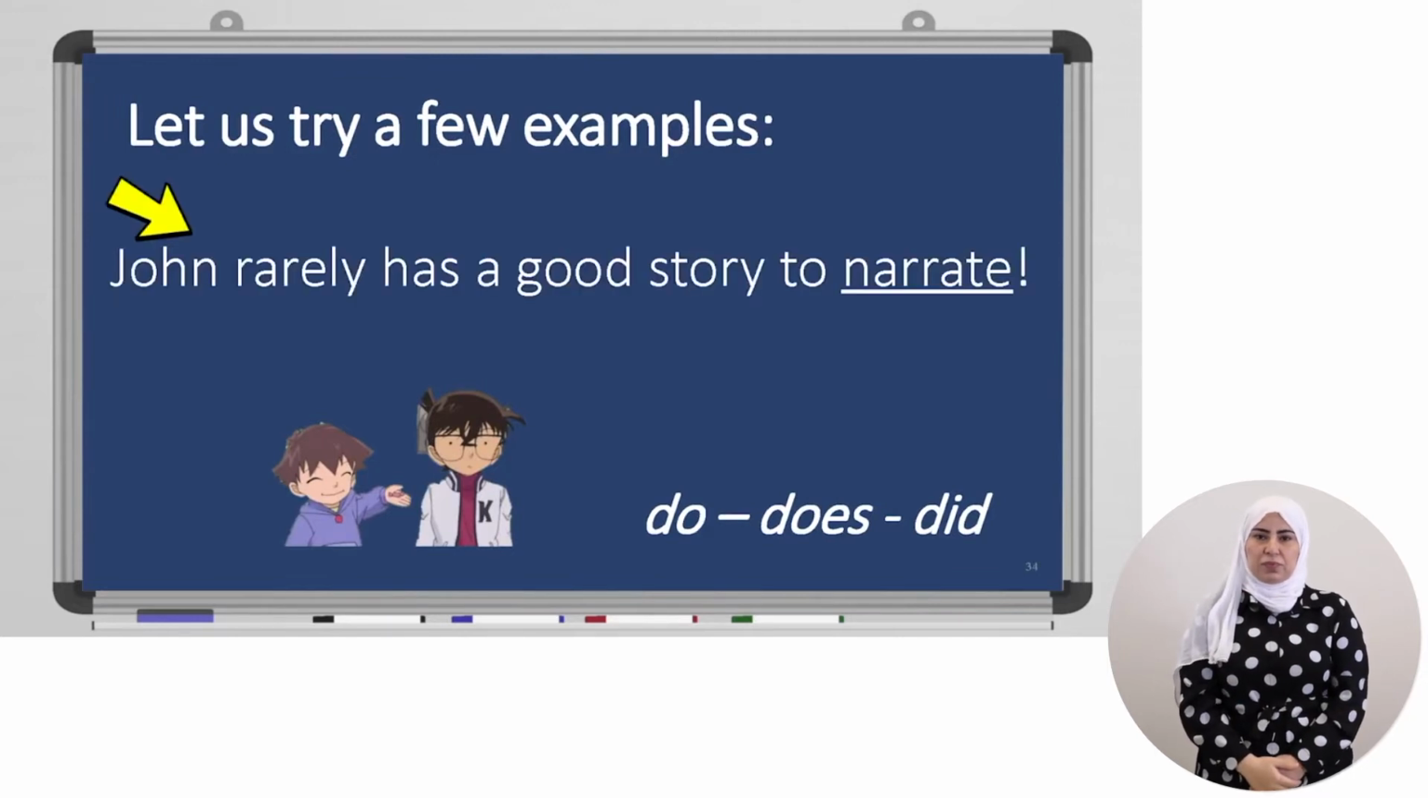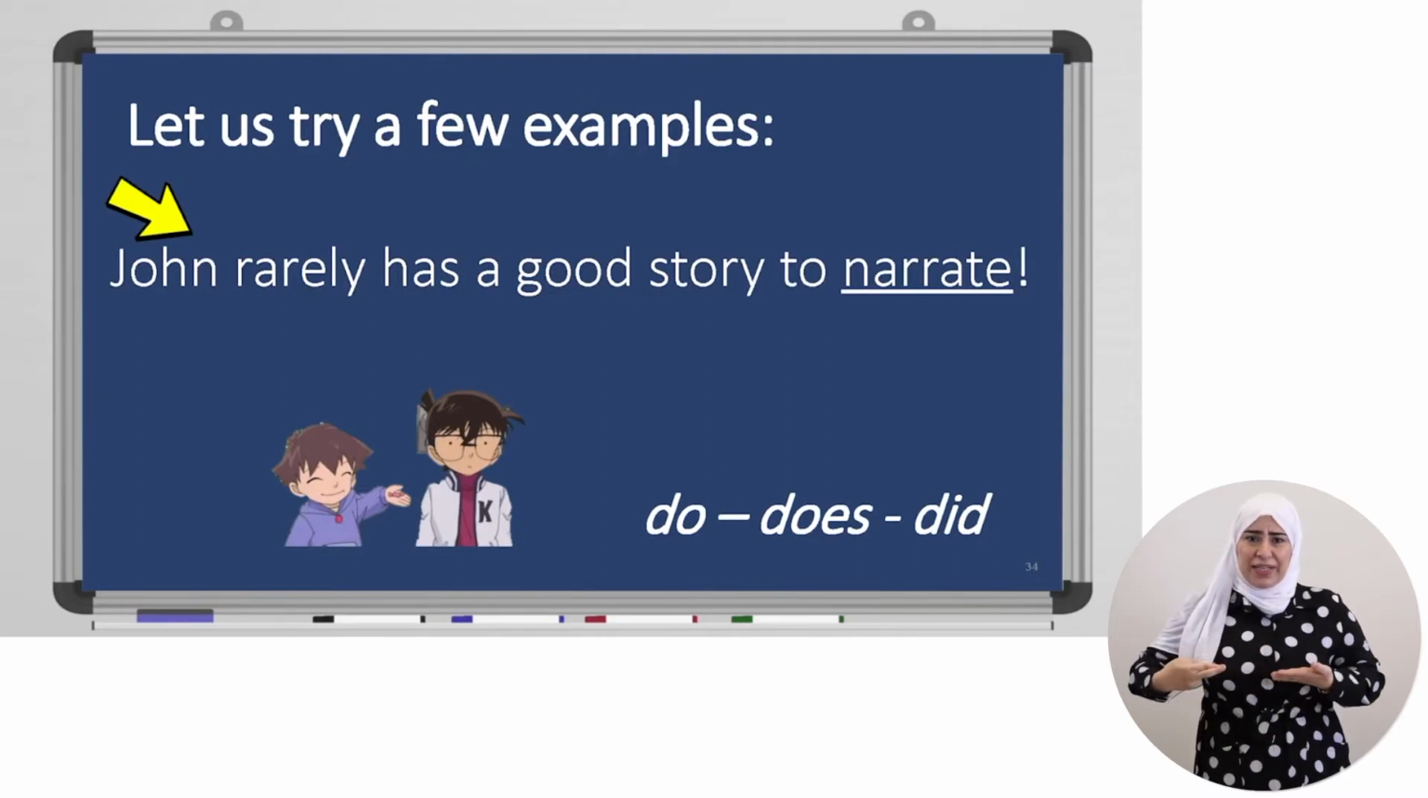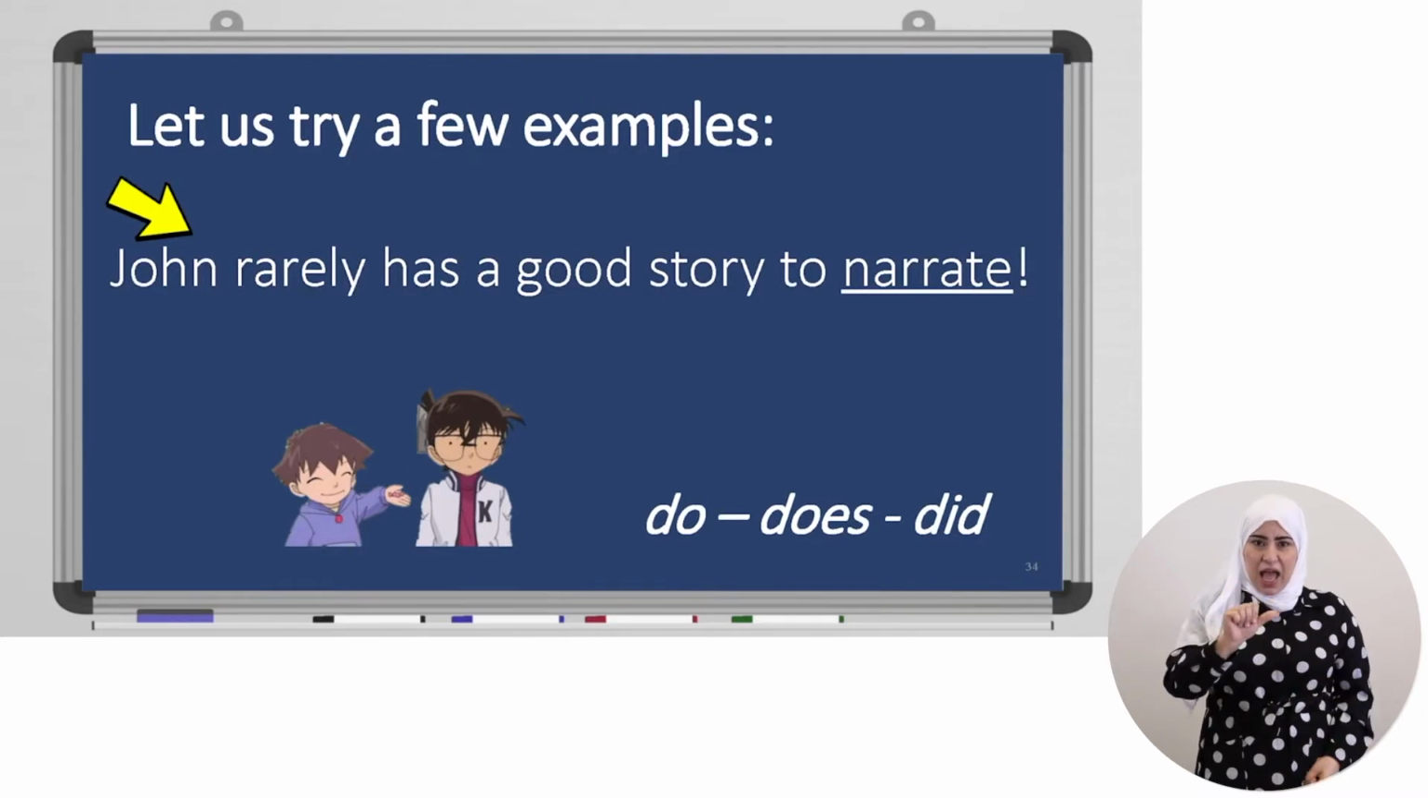Now, this is John. John rarely has a good story to narrate. Now you're thinking, John rarely has a good story to narrate. It's a very normal sentence. We're not emphasizing that he doesn't have any good stories. Let's invert it.